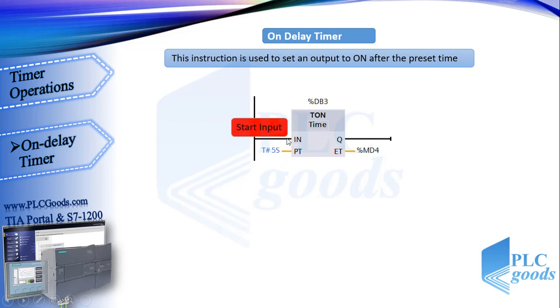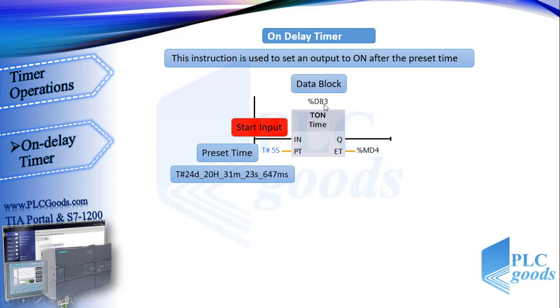This timer has two inputs which are start input and preset time. And this is the maximum time which can be entered, like pulse timer. Also this timer needs a data block to work correctly, and has two outputs. Now let's see what this timer is and how it works in S7-1200.